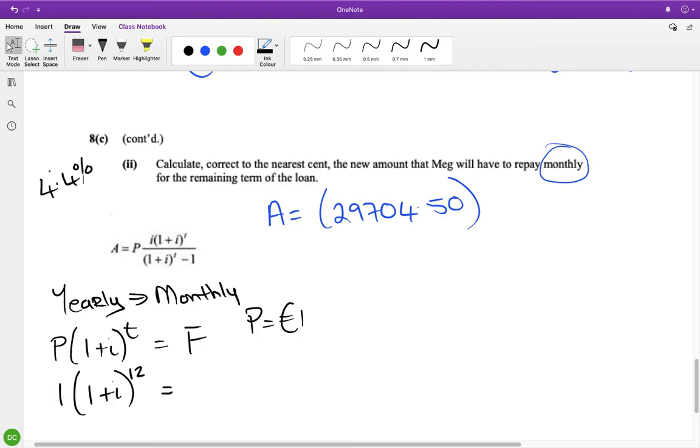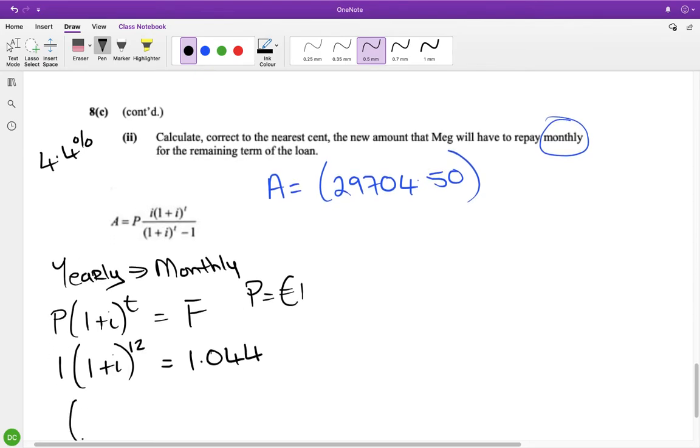Sorry, I already have this calculation done. Hang on. Yeah, so when you do that, you get 1.044. Same as before, the 1 is kind of obsolete, so you can ignore it. So (1 + i) to the power of 12 equals 1.044.